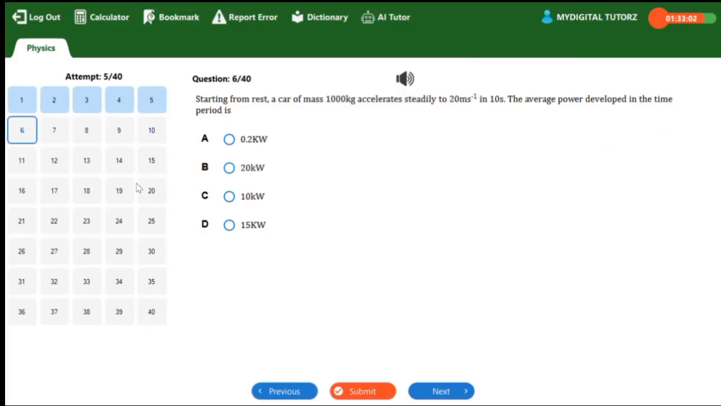So we'll move to the next question, which is question 6. Question 6 says, starting from rest, a car of mass 1000 kg accelerates steadily to 20 meters per second in 10 seconds. So the average power developed in the time period is, so we're looking for the power. Remember that here now we're given mass is equal to 1000 kilogram, and the velocity V is 20 meter per second, and time t is 10 seconds.